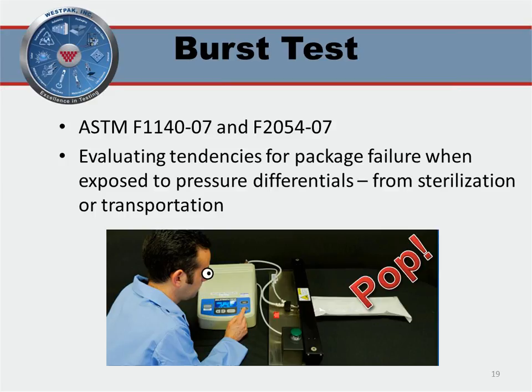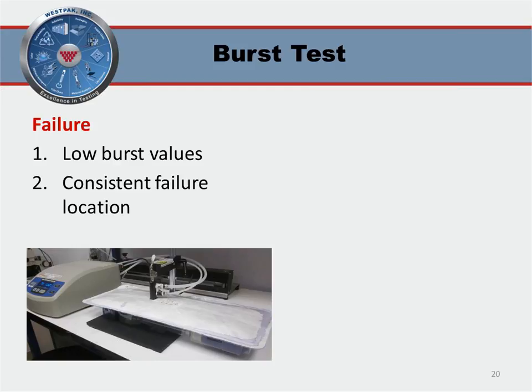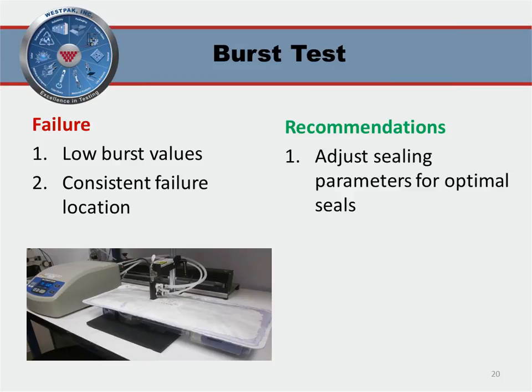During burst testing, your package should not result in a consistent failure location. Low burst values, which typically occur at a consistent location, would mean that this seal area is most likely the weakest seal of your package. This can mean that the area of the package could be incorrectly sealed or undersealed. Our recommendations would be to adjust the sealing parameters as needed and to check the sealing equipment for signs of uneven sealing. For example, your pouch sealer might have some cold spots, or your tray sealers might need to be leveled to provide a more even seal.